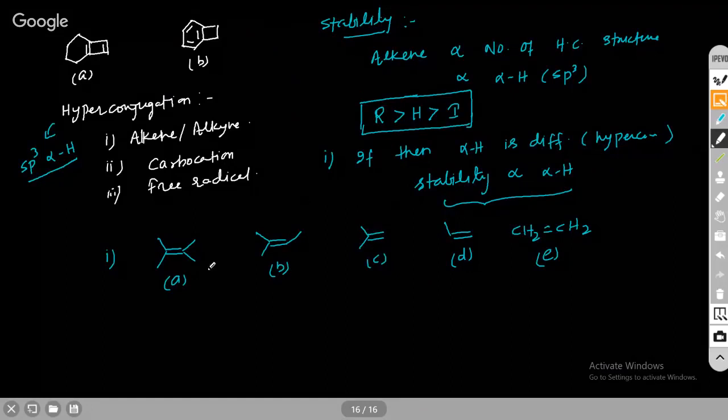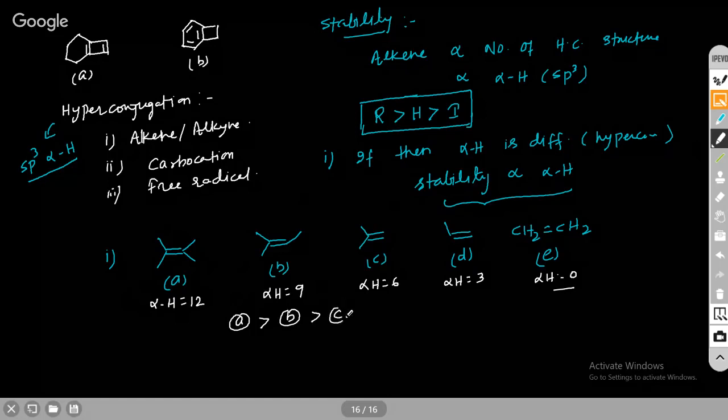Why is it so? Because you see in all the molecules, here the number of alpha hydrogens will be 12. Number of alpha hydrogens is 9 here. Number of alpha hydrogens is 6. Number of alpha hydrogens is 3. And here we have no alpha hydrogen, right? The more number of alpha hydrogens, more will be the hyperconjugative structures and the stability will be more. So A is maximum, then B, then C, then D, and then E.